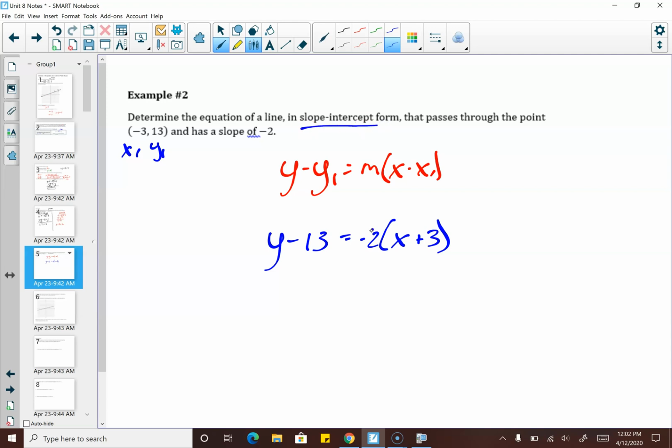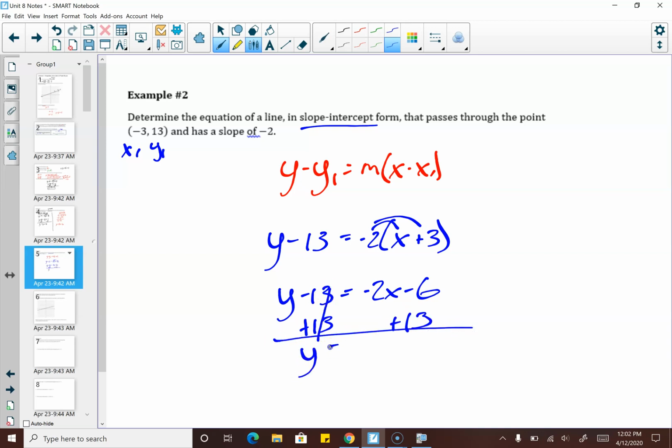So again, it says slope-intercept form, so we have to distribute. Y minus 13 equals -2x minus 6. We'll add the 13 to both sides, and you get y equals -2x, and -6 plus 13 gives you a positive 7. So y equals -2x plus 7. If you chose to do it by solving for the y-intercept first, you should have had b equals 7, and then you would have gotten the same answer.